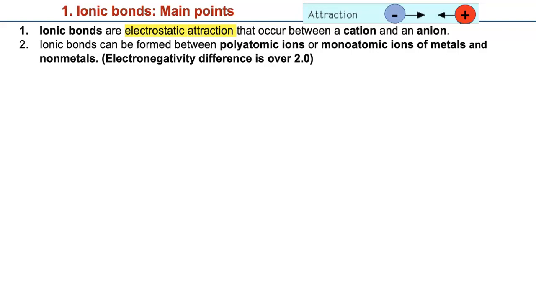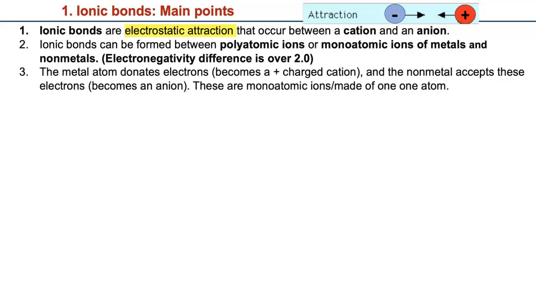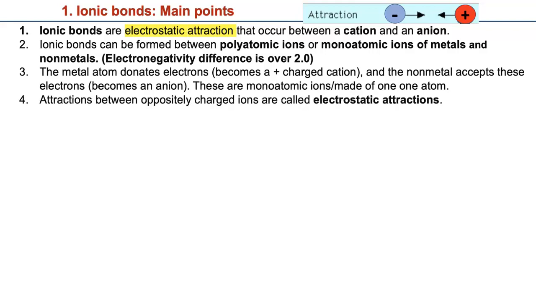And we discussed the electronegativity scale, Pauling's electronegativity scale. All of that applies to this. The metal atoms donate electrons and become a plus charged cation, and the nonmetal accepts these electrons because nonmetals want to fill their valence shell and look like the noble gas that comes after them, and they form anions. And these are monoatomic ions that are made by a single atom. Attractions between oppositely charged ions are called electrostatic attractions. Please remember that that's what I have shown over here.